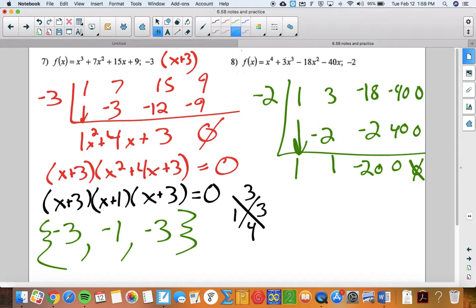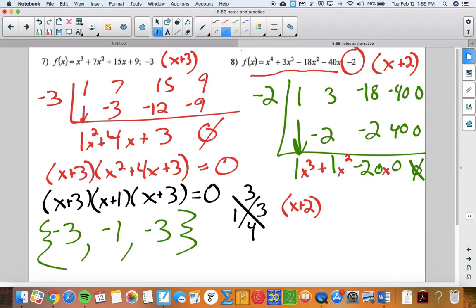There is no remainder. This is your constant term. That means that this negative 20 is your x term. The first one is your x squared term, and the next one is your x to the third term. If negative 2 is a 0, that came from the factor x plus 2. So this polynomial in factored form is x plus 2 times x to the third plus x squared minus 20x.